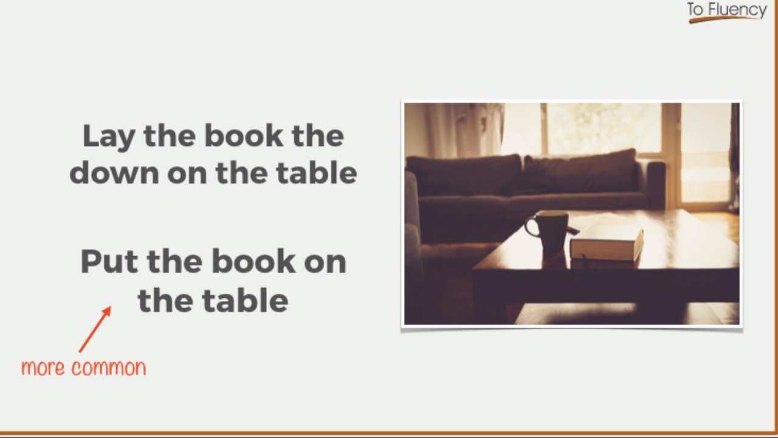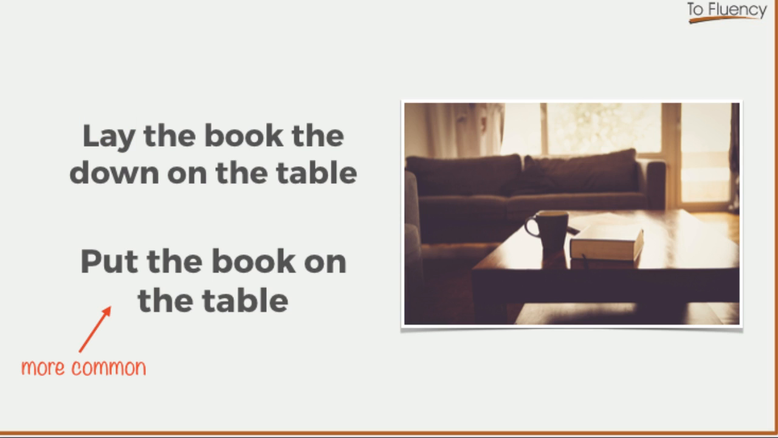The book on the table. You can say, lay the book down on the table. But it's more common to say, put the book on the table. So, lay the book down on the table means the same thing as put the book on the table, but the second one is definitely more common here. It's a good example to show that lay down or lay the book down on the table means to place it or to put it.